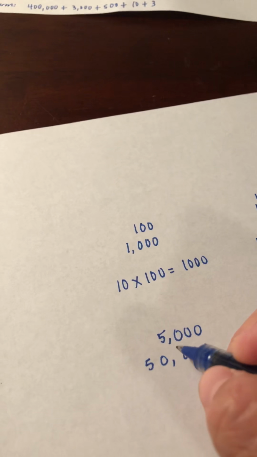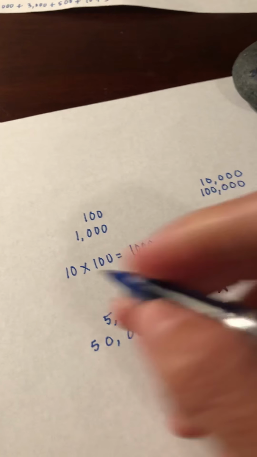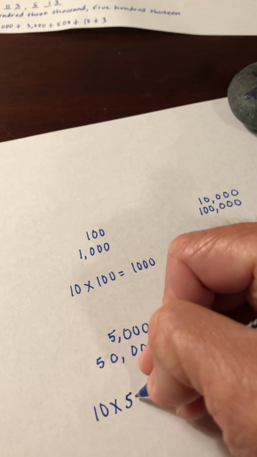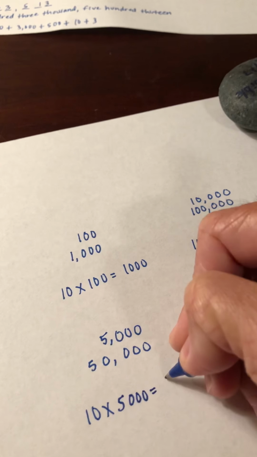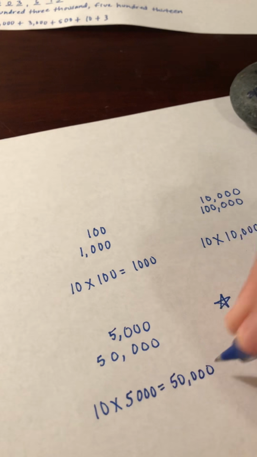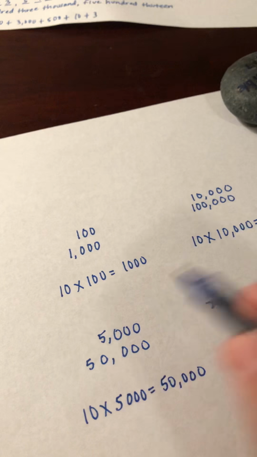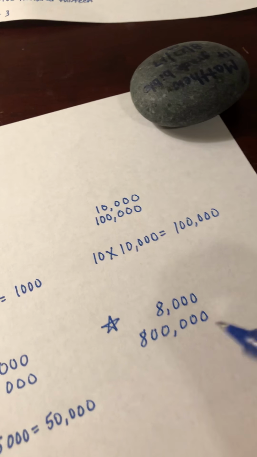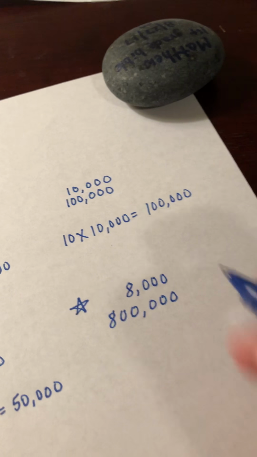Okay, here's another one, from 5,000 to 50,000. 10 times the value of 5,000 is equal to 50,000. One place away in my place value chart, one extra 0 in the larger number. All right, and then here's another example. I put a star by this one, a little bit of a challenge here.